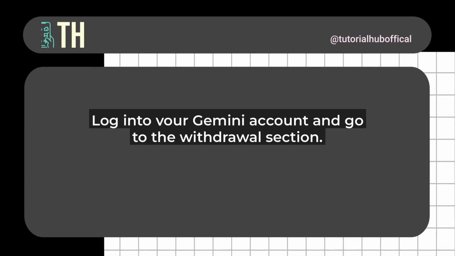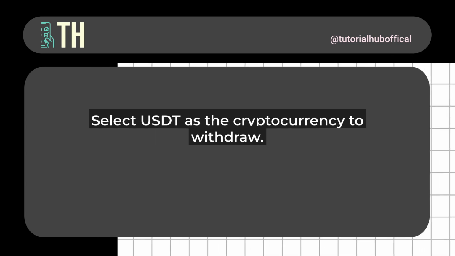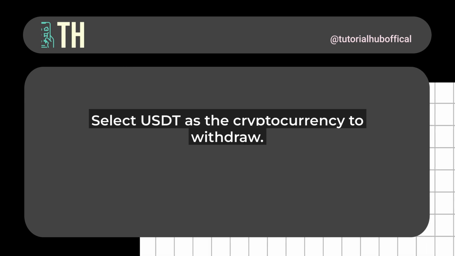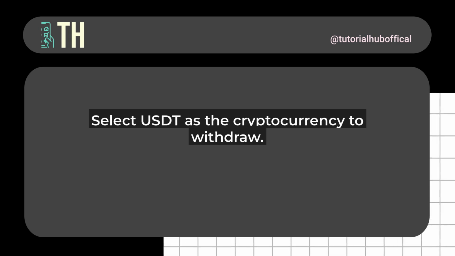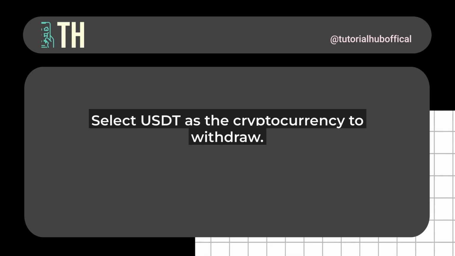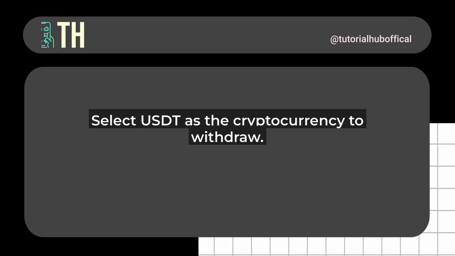Step 1. Log into your Gemini account. Once you're in, navigate to the Withdraw or Transfer section, usually found in the Wallet or Funds area. Select USDT as the cryptocurrency you want to withdraw. Remember, USDT is a stablecoin, so it should be listed prominently.